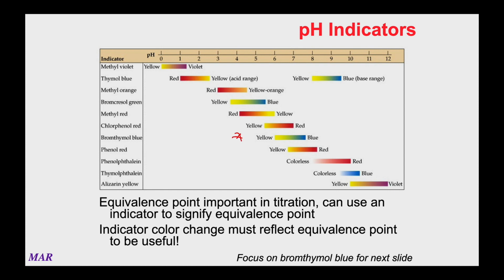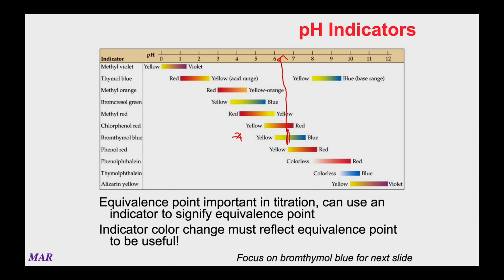And notice that the yellow to blue transition is about there. So if you go up here, the pH change is 6 to 6.5. That's about where the yellow color of bromothymol blue goes to blue. And if our equivalence point pH is in that range, then it would be really helpful, because once the yellow goes to blue, you know you're good.